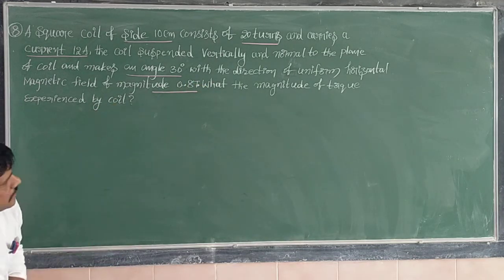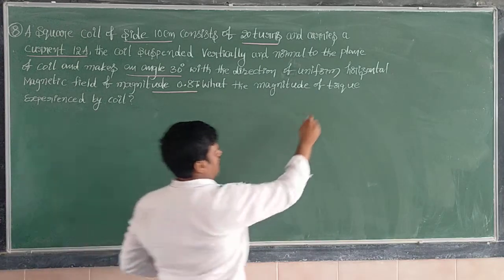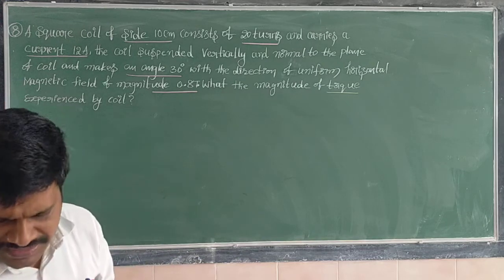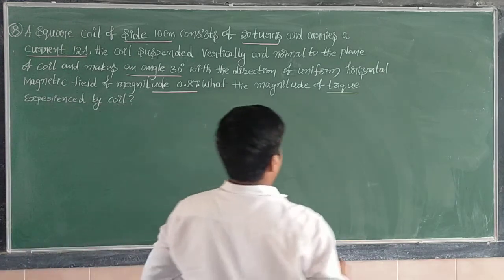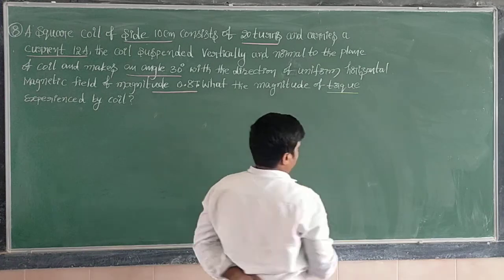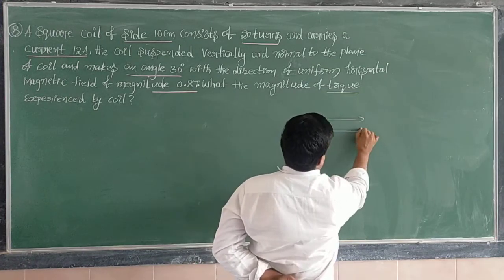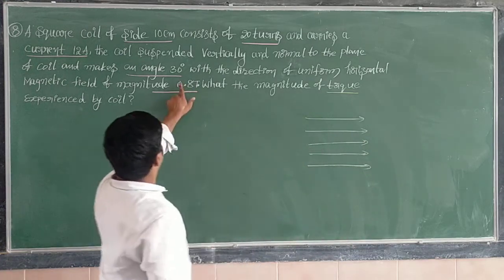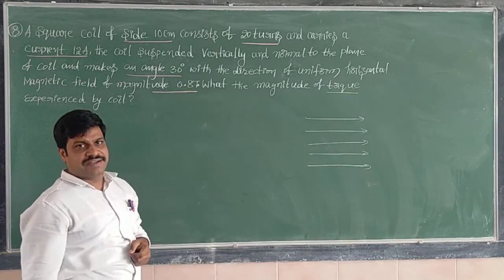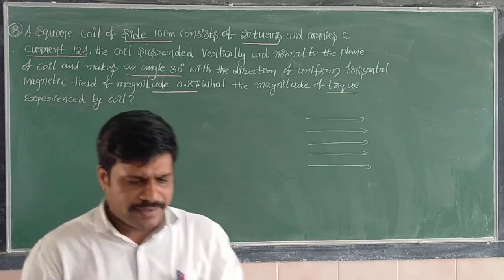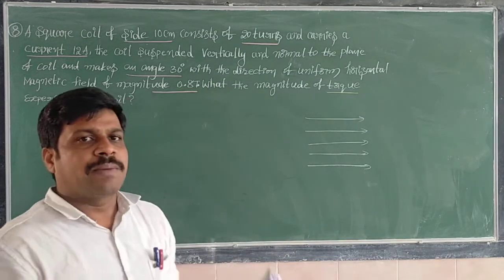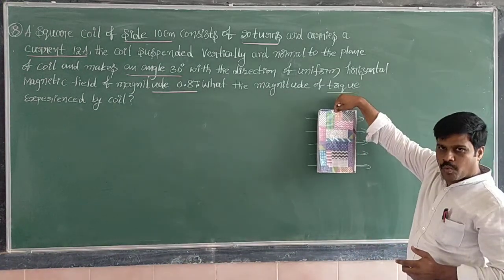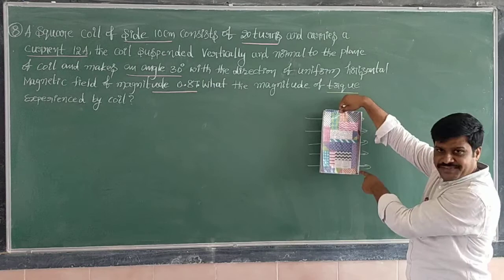Next, what is the magnitude of torque which is experienced by the coil? They were asking the question like this. Now actually just see, this is one uniform magnetic field. The magnitude of the uniform magnetic field is 0.8 Tesla. In this field, one coil has been suspended vertically, like this.